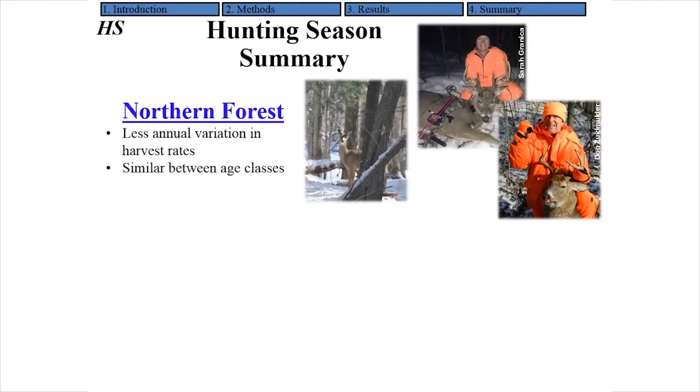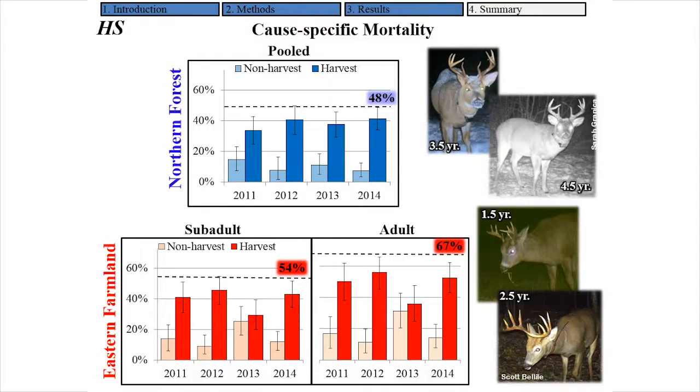So in the eastern farmland, as I mentioned, opening weekend mortality was related to the corn harvest. You have more corn harvest, higher probability of dying or being harvested likely, and that relationship to the minimum daily temperature. Comparable harvest rates in 2013 and non-harvest rates, so that was really interesting, and that compensation potentially that I was showing you, even though those harvest rates went down, the non-harvest rates went way up and they were almost the same in 2013. And then finally, that higher mortality for our older bucks.